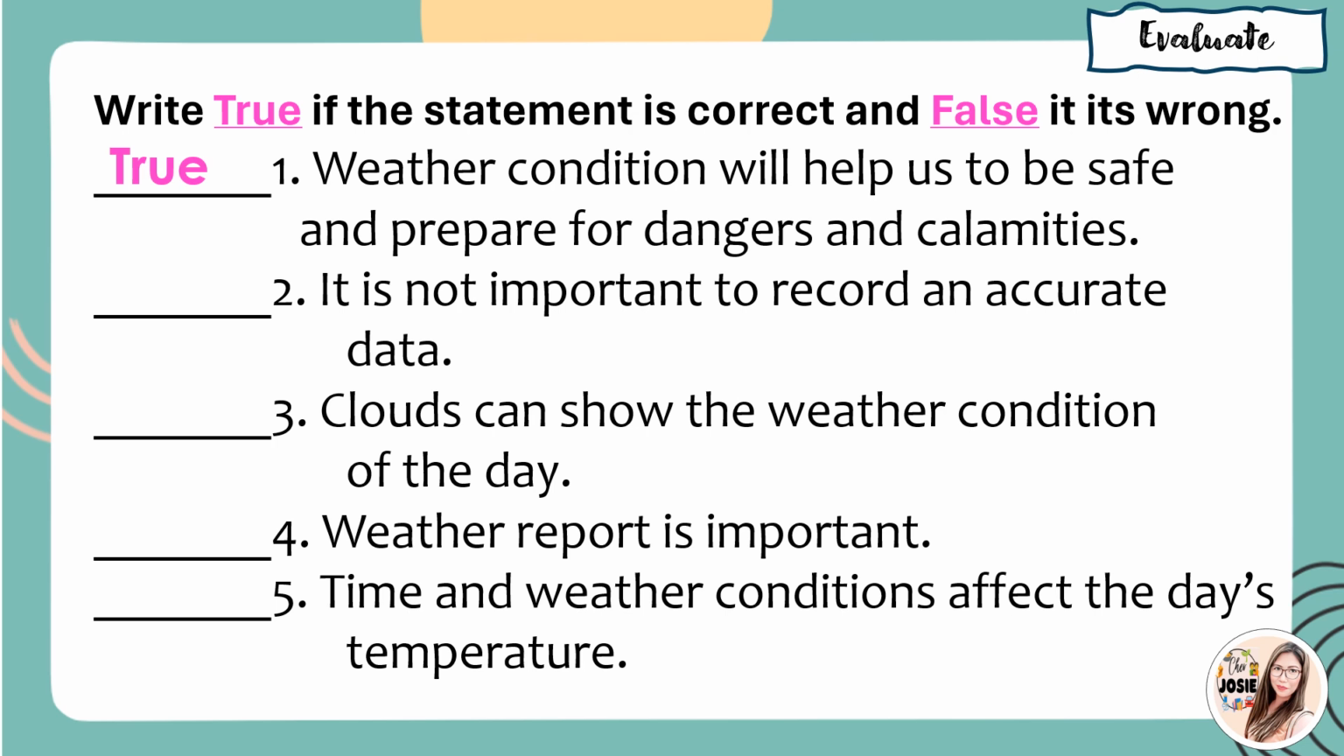For number 2, it is not important to record accurate data. The answer is false. Number 3, clouds can show the weather condition of the day. The answer is true. Number 4, weather report is important. It is true. And lastly, time and weather conditions affect the day's temperature. The answer is true. I do hope you got a perfect score.